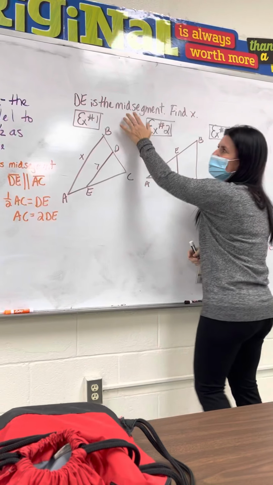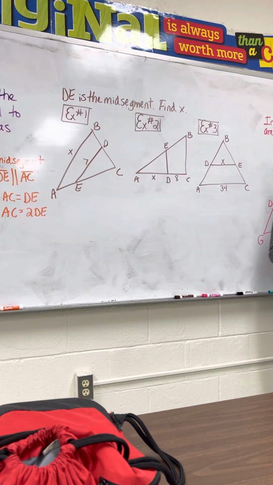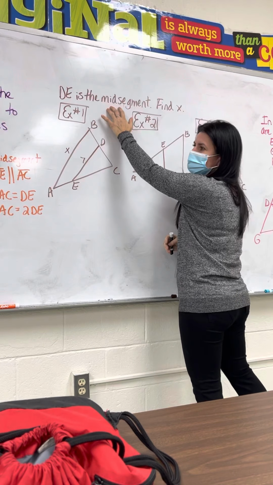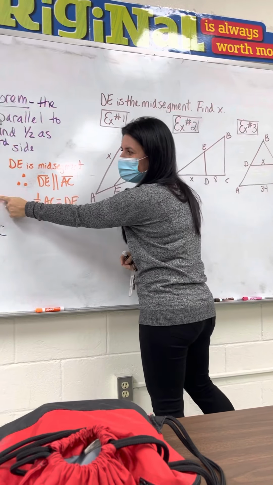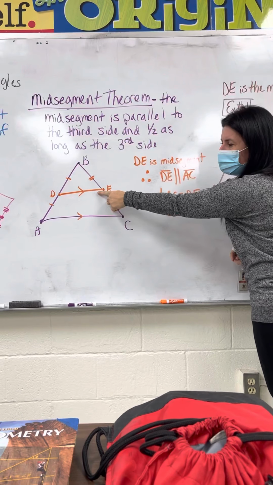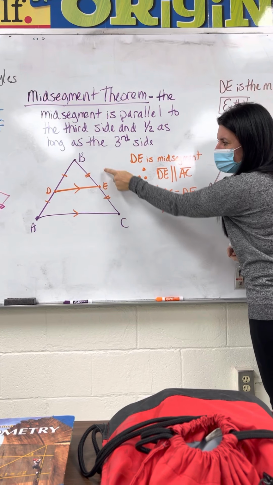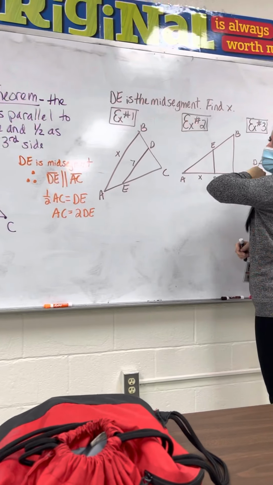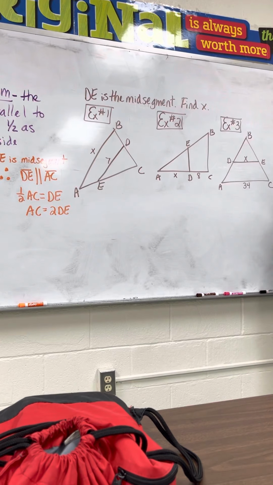So it tells us in the directions DE is the midsegment. Before you start assuming, be careful that you look to see that it's either given to you or it's marked like it is in my diagrams. I can call that a midsegment because I can see that E is a midpoint and D is a midpoint. Here it's just given to us. So looking at example 1, we need to find X.